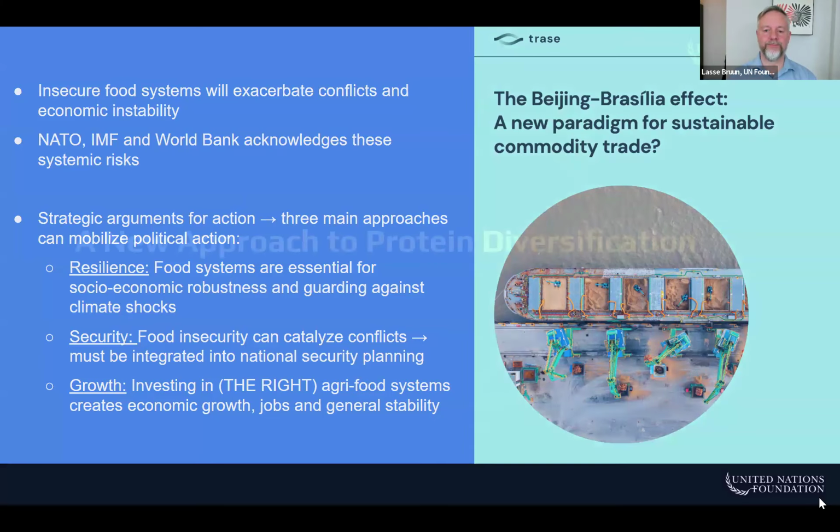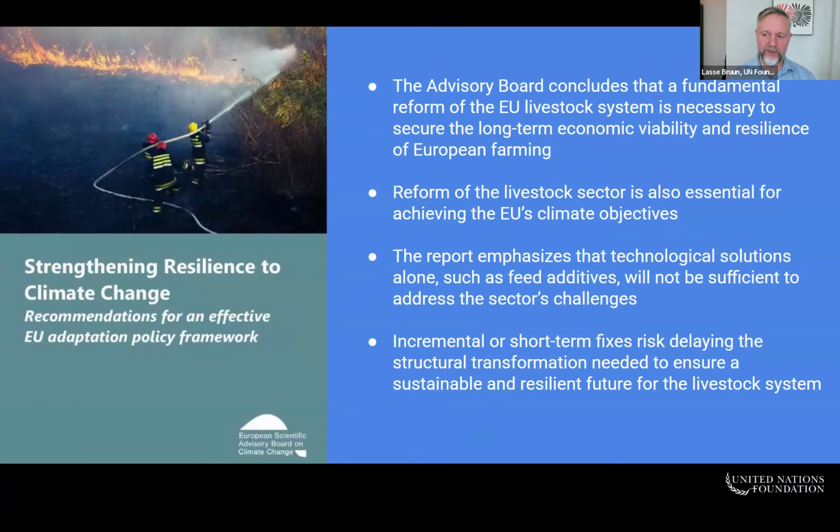So another report I just wanted to mention to you here because I found this really, really interesting. The European Scientific Advisory Board on Climate Change, that's the official institution that advises the EU writ large. So the Council, the Parliament, and every single institution within the EU has this board, this institution as a key advisor. And they came out with a report very recently. It's called Strengthening Resilience to Climate Change. And they had some really interesting takeaways when it comes to livestock.